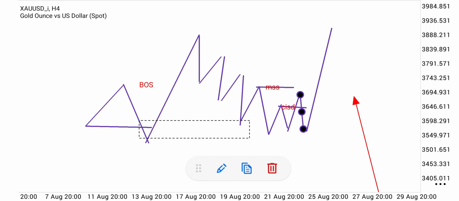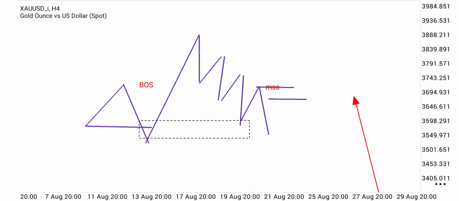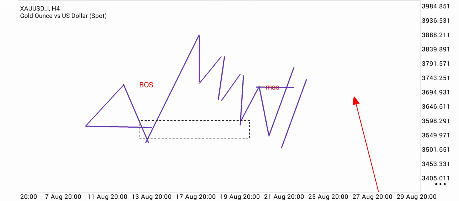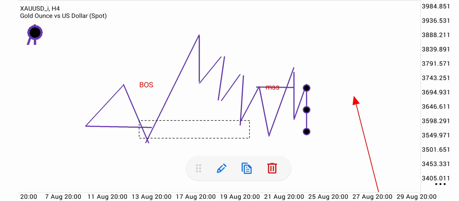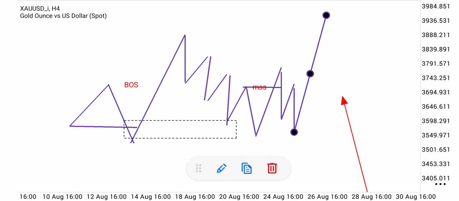So then another one again. All right, so here's another one. The market might do something like this, something like this. Then it fails to go up. So you do expect the market to go down, then sweep this liquidity, then go up again. All right, so that is it.